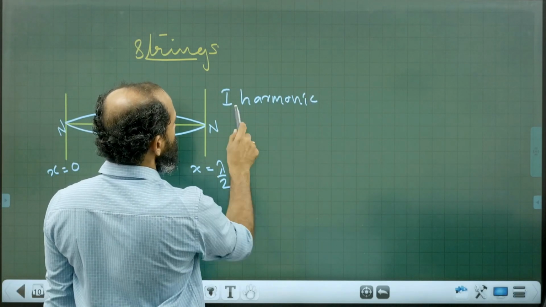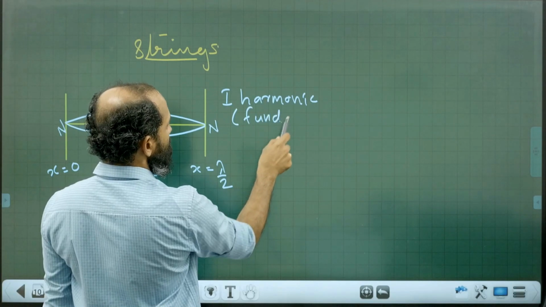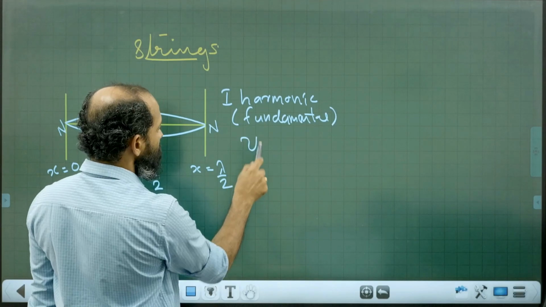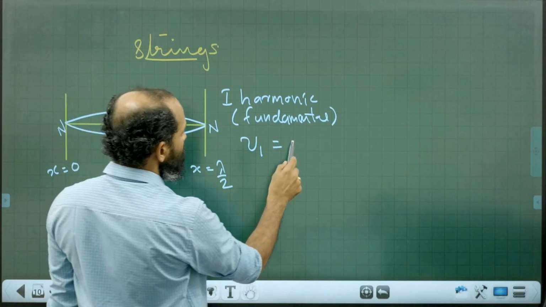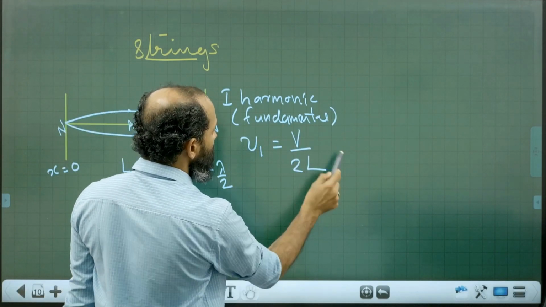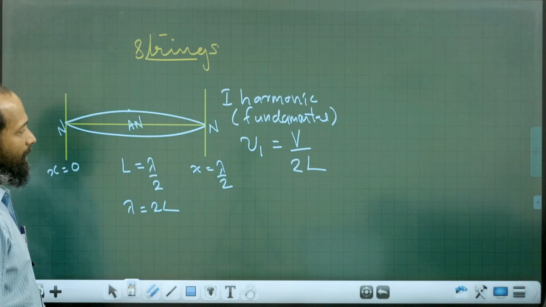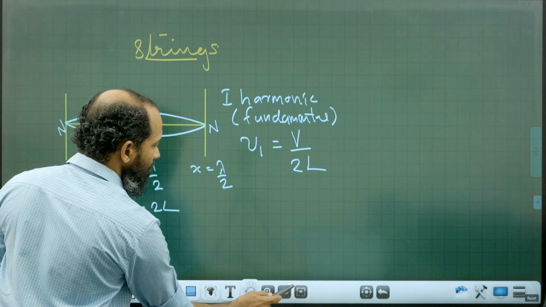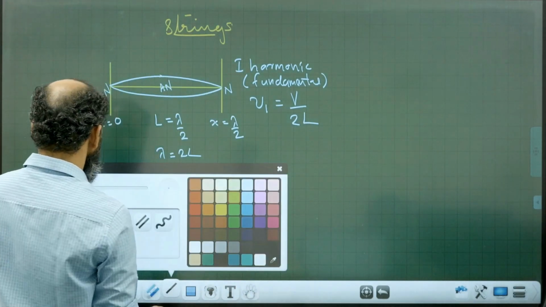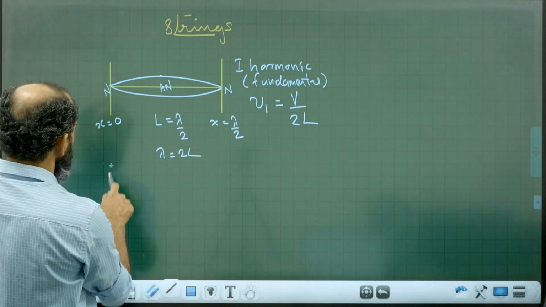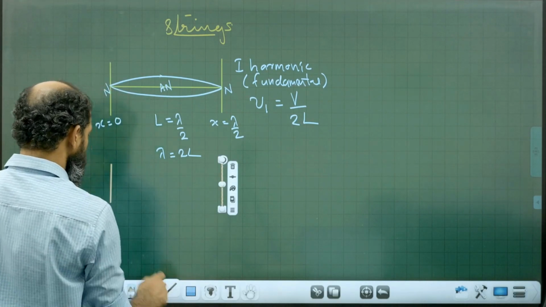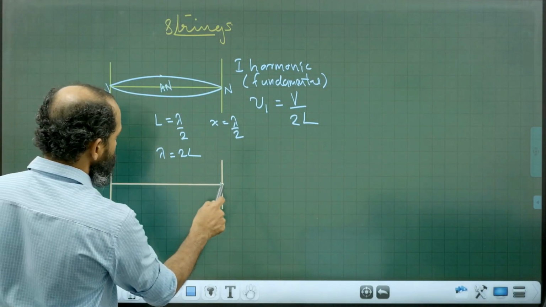First harmonic or fundamental frequency is given by V divided by lambda, but lambda equal to 2L. That is the fundamental frequency. For the next harmonic to be heard, you stretch the same string without any changes in the geometry.